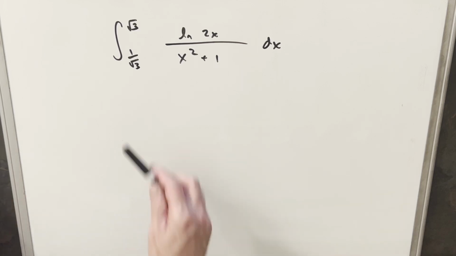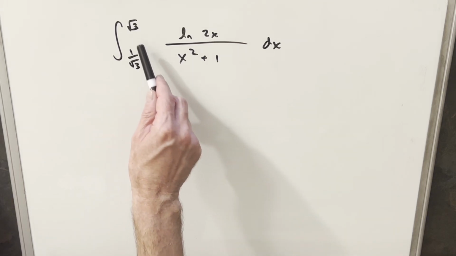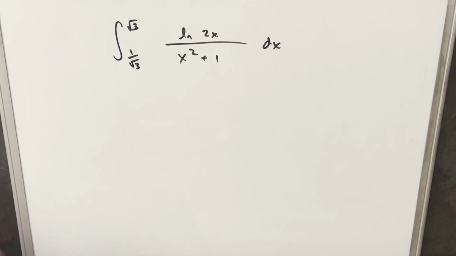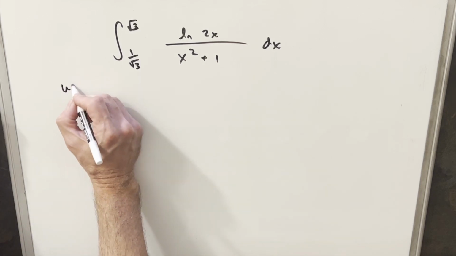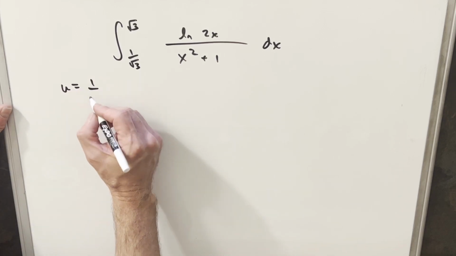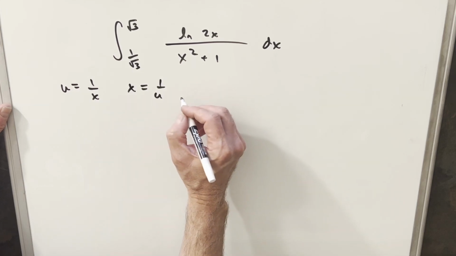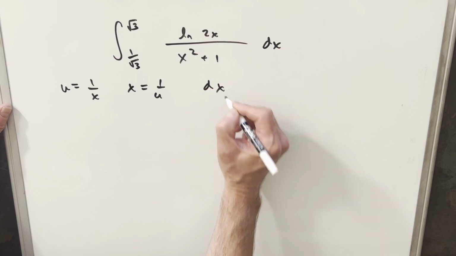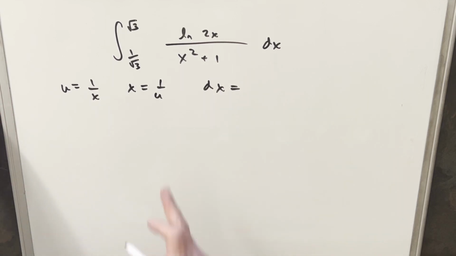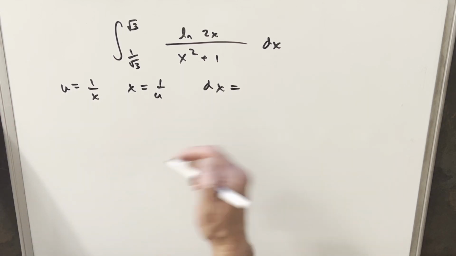So what I tried instead is I noticed that these bounds are the reciprocal, right? We have square root of 3 and this is just 1 over square root of 3. So that inspired my substitution of u equal to 1 over x. Then solving for x, we have x equals 1 over u. I'll take my derivative.